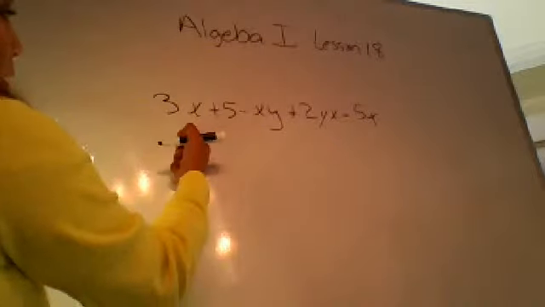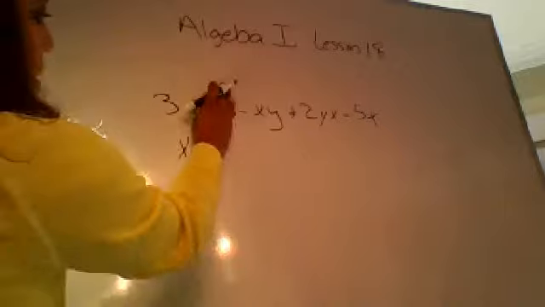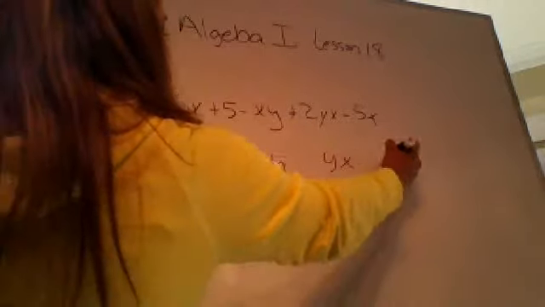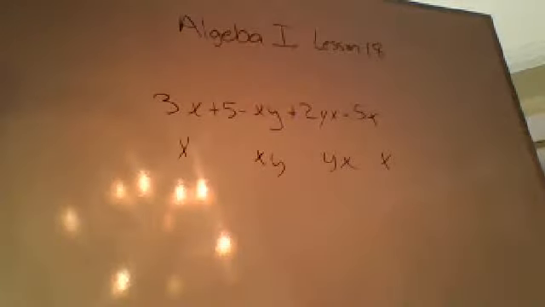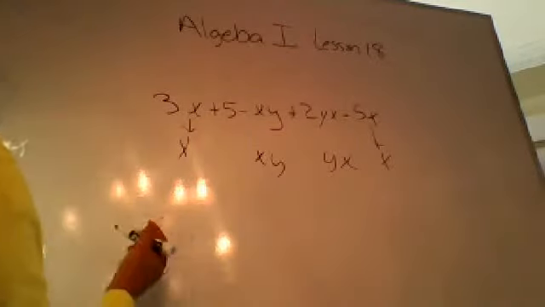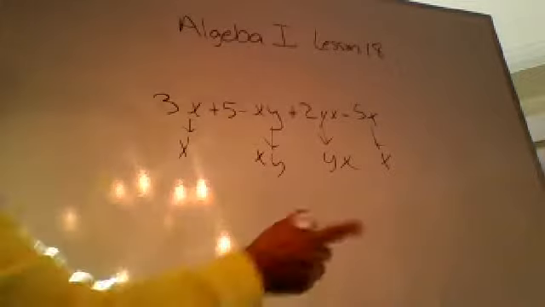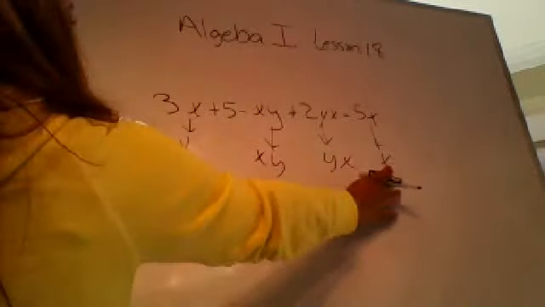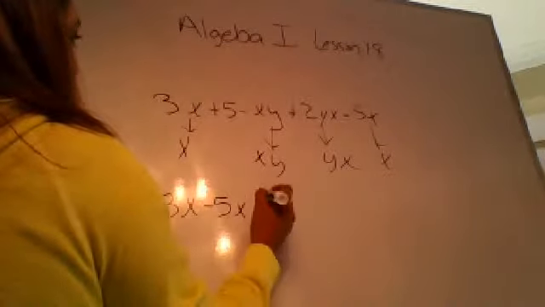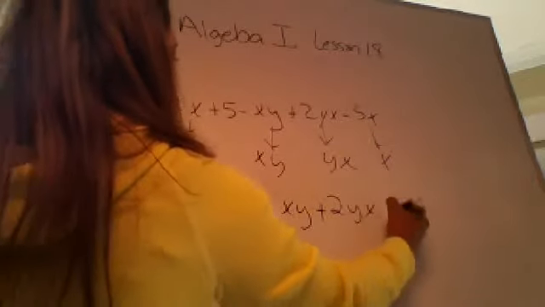So let's just pull out the variables and leave the coefficients. So we have x here, we have nothing there, we have an xy, a yx, and an x. Which ones are the same? Well, these two are the same. They're both x's. And these two are the same. Because of my commutative property of addition, I can move things around. So I can do 3x minus 5x minus xy plus 2yx plus 5.